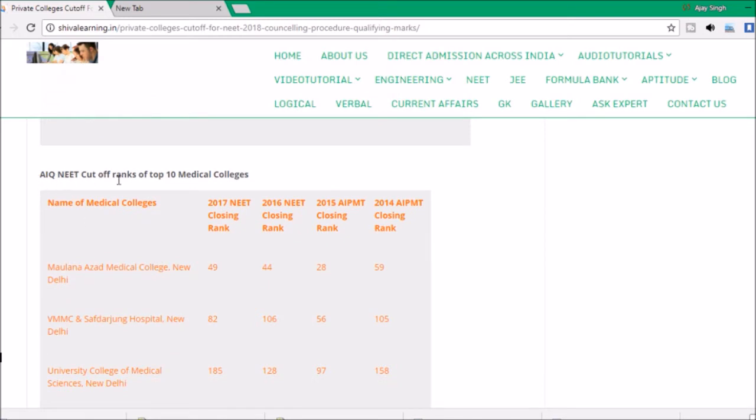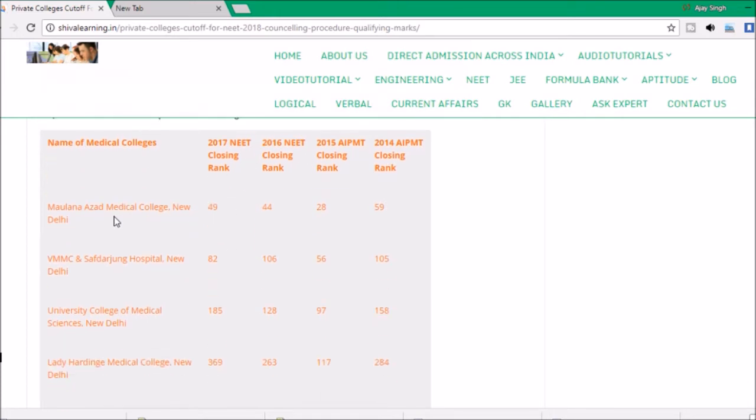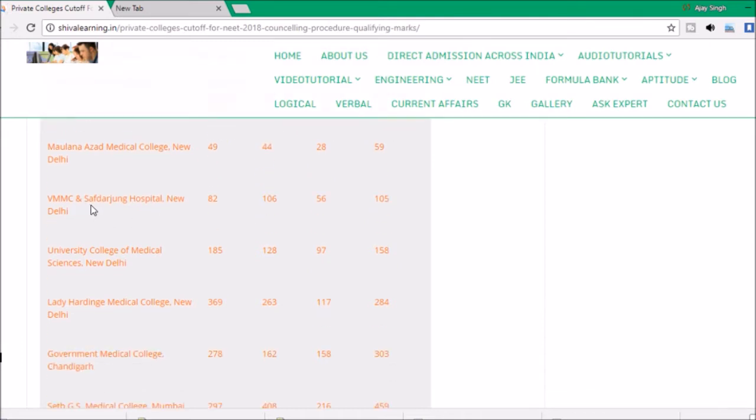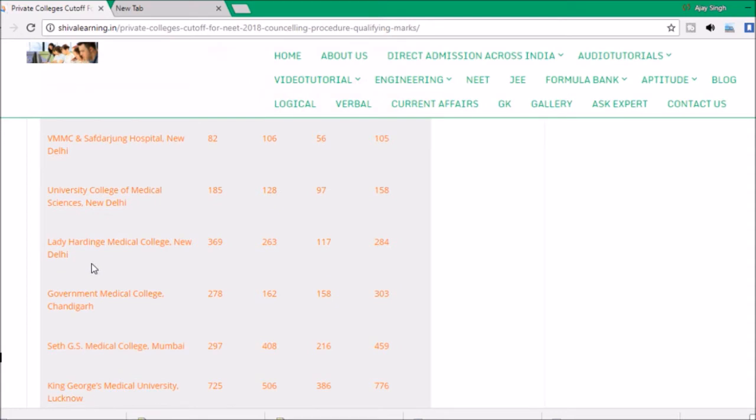And the all India NEET cut off ranks of the top 10 medical colleges which come under the NEET. They are the closing and opening ranks of the last few years, like 2017 Maulana Azad Medical College, New Delhi, its closing rank is only 49. In 2016 it was only 44. Same as VMMC Hospital Road, New Delhi, it was 82. University College of Medical Science, New Delhi, 185. Lady Hardinge Medical College, New Delhi, 369.